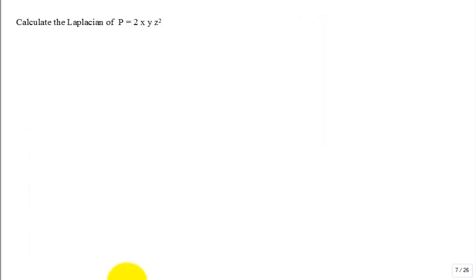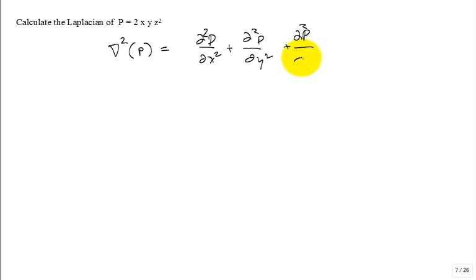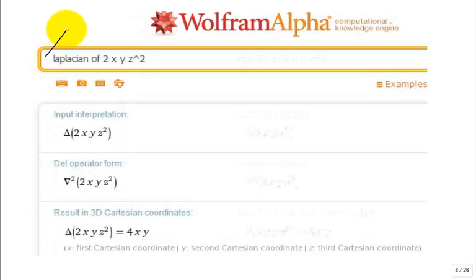How about the Laplacian? Well, you would calculate del squared of P. But am I going to have something i, something j, something k on the Laplacian? No. So it's just going to be the second derivative of pressure with respect to x, and the second derivative of pressure with respect to y, and the second derivative of pressure with respect to z. True? And you can even type in Laplacian of, and it's 4xy. 4xy for the answer. Pretty slick, huh?